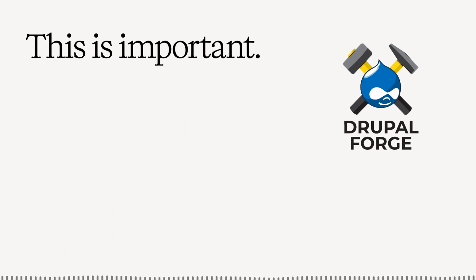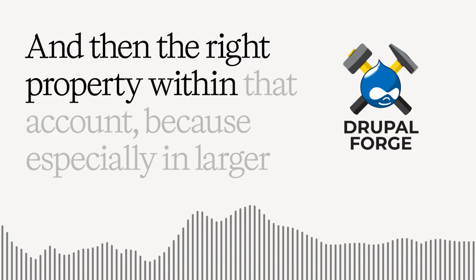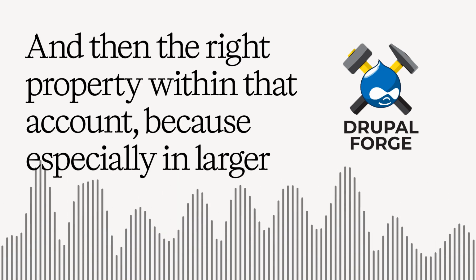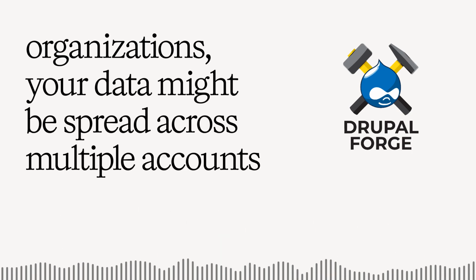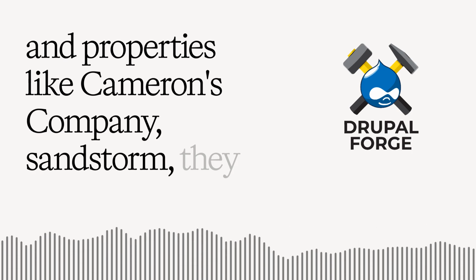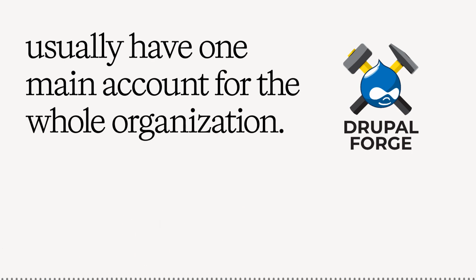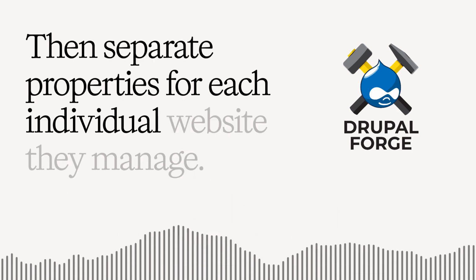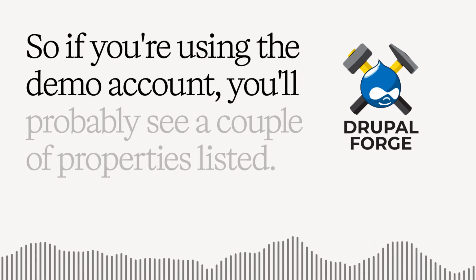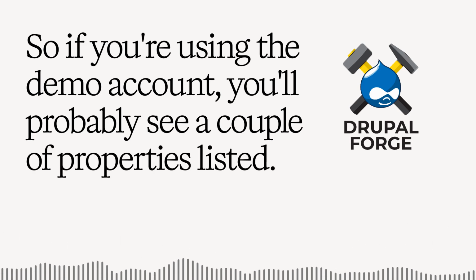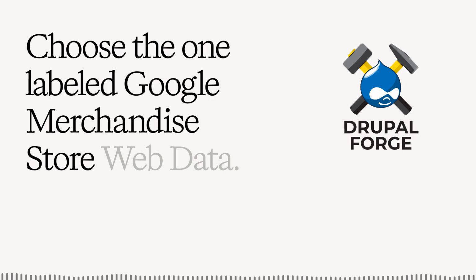Once you click on it, Looker Studio will show you all the Google Analytics accounts you have access to. This is important. You need to choose the right account and then the right property within that account. Because especially in larger organizations, your data might be spread across multiple accounts and properties. Like Cameron's company, Sandstorm, they usually have one main account for the whole organization. But then separate properties for each individual website they manage. Makes sense. So if you're using the demo account, you'll probably see a couple of properties listed. Choose the one labeled Google Merchandise Store Web Data.